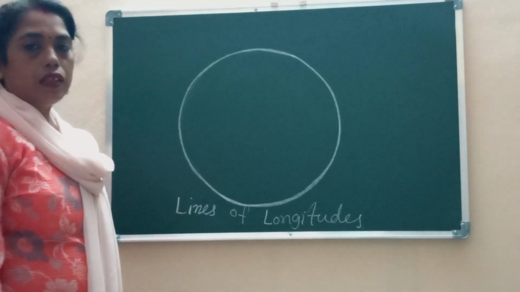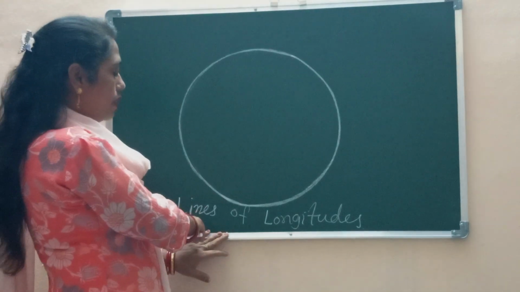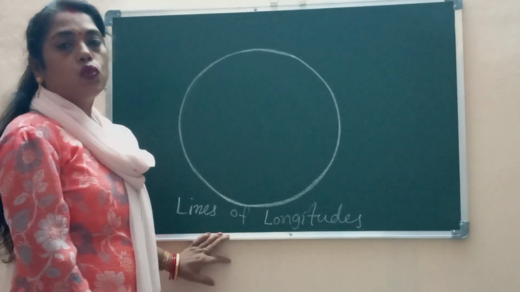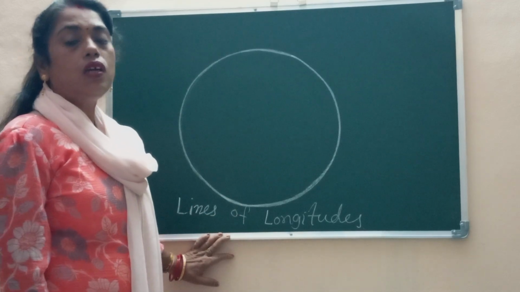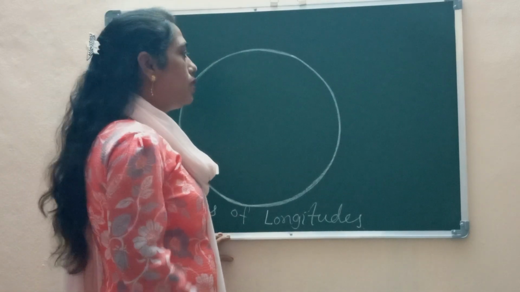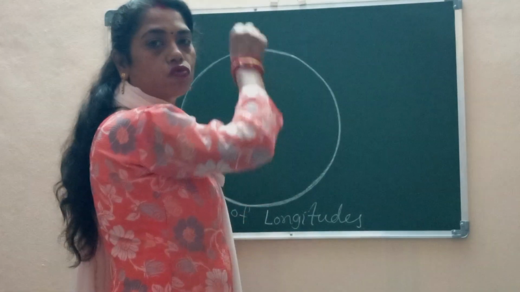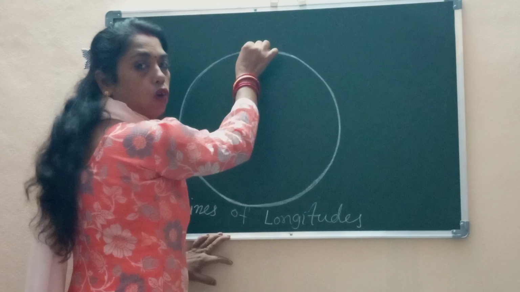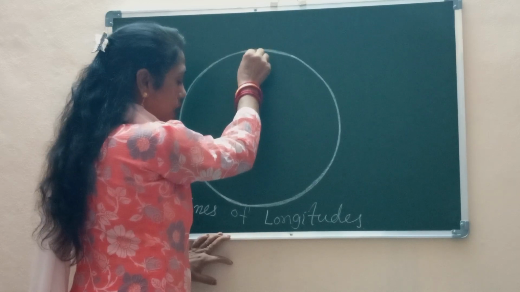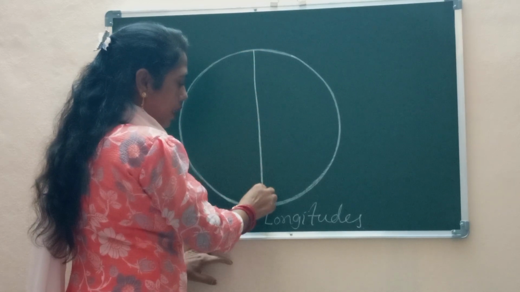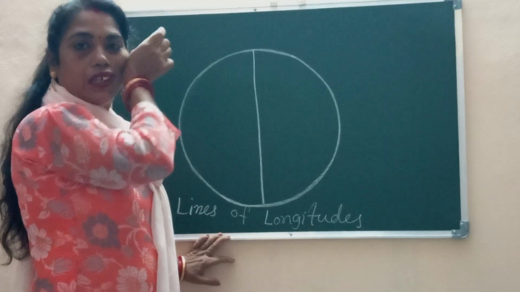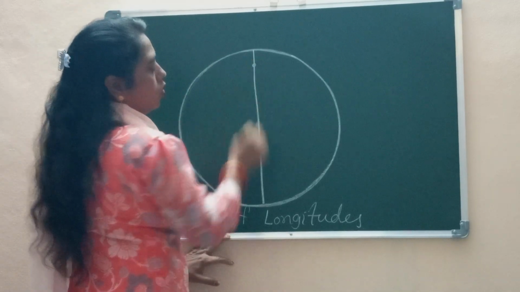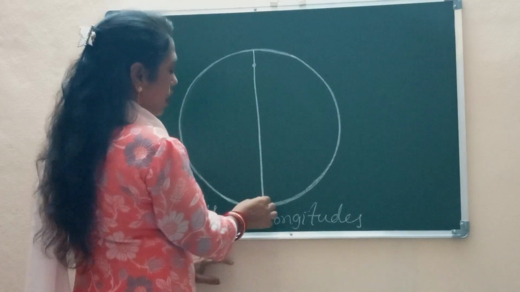I have drawn one circle, and here downside it is written lines of longitude. In this we are going to draw the vertical lines. The vertical lines are straight lines from up to down. So now in the middle I am going to draw one vertical line. You can see I have drawn it like this. And here this is the place which is the north pole. Here it is the south pole.